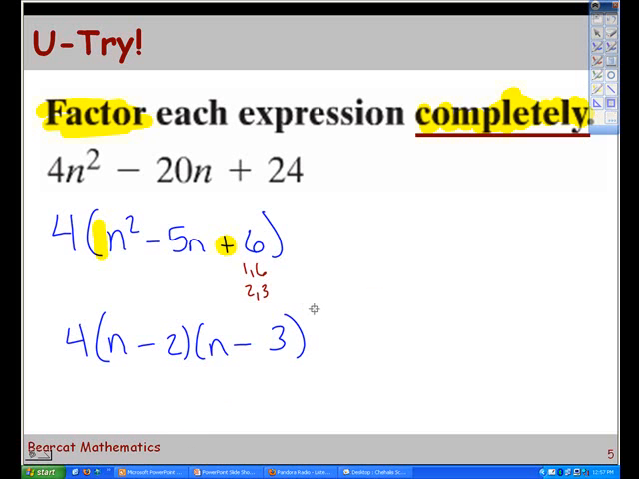So how would we check this? We'd FOIL it out and then multiply the 4 by the result, and we should get back to the 4n squared minus 20n plus 24. Questions?